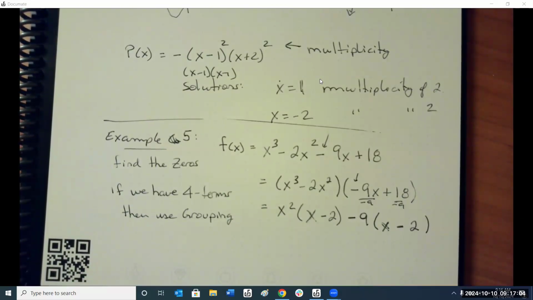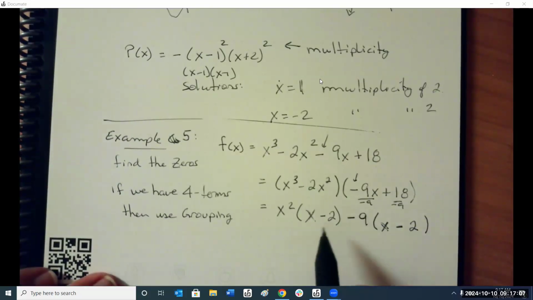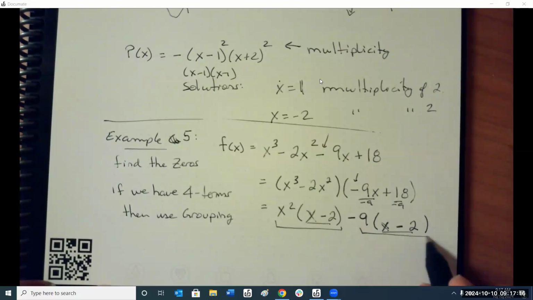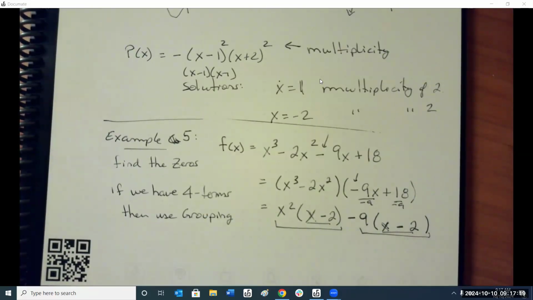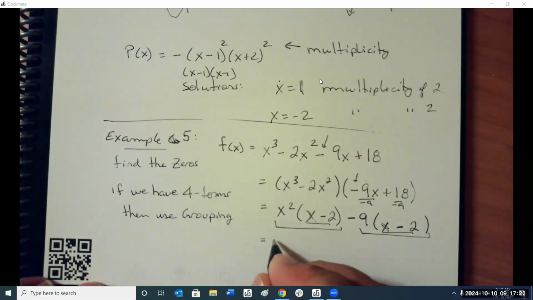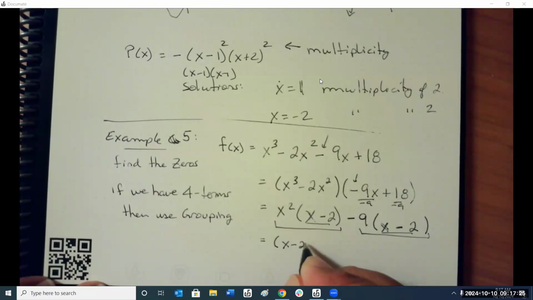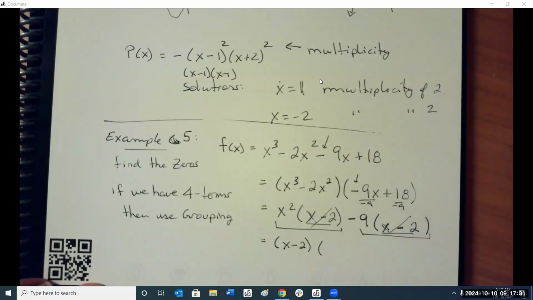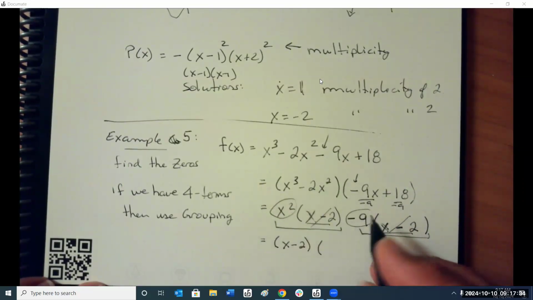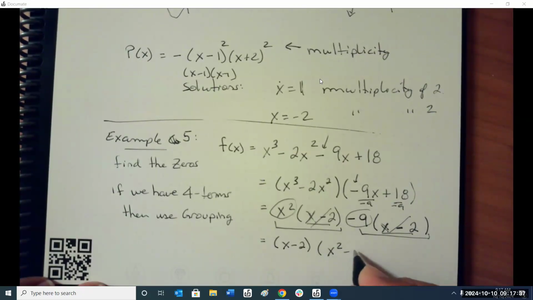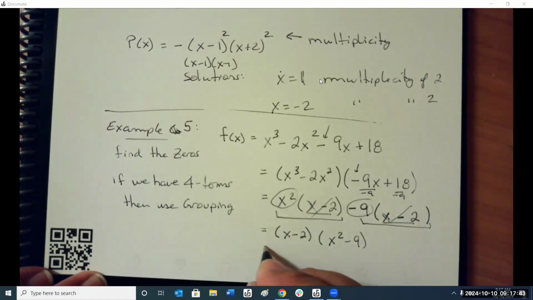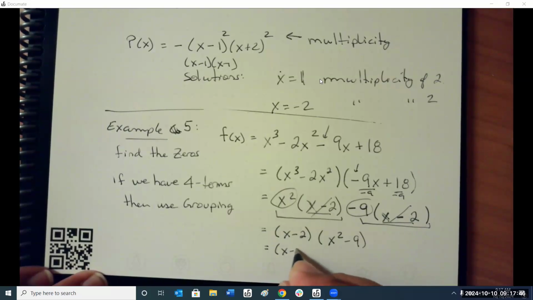So this is what we're hoping for in this method. You notice inside the parentheses, they're exactly the same numbers. If you look at this, we only have 2 terms, and they both have the x minus 2 in common. So I can factor out the x minus 2 out of both of these. What I'm left with are these coefficients: x squared minus 9. We have x minus 2.